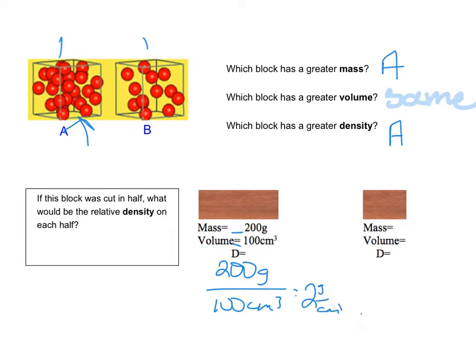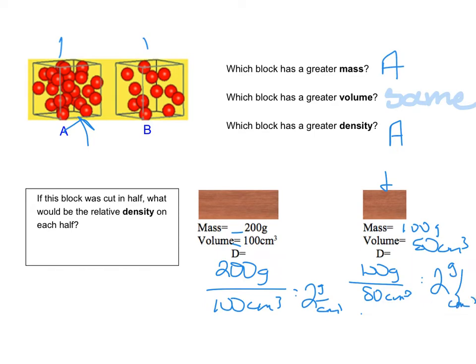Let's look at what happens if we cut the block in half. So we have half of it over here. The mass would be halved, so we would have half as much mass, 100 grams, and half as much volume. So the density would then be 100 grams divided by 50 centimeters cubed. Guess what? The density would be the same, 2 grams per centimeter cubed. The halves would be the same.